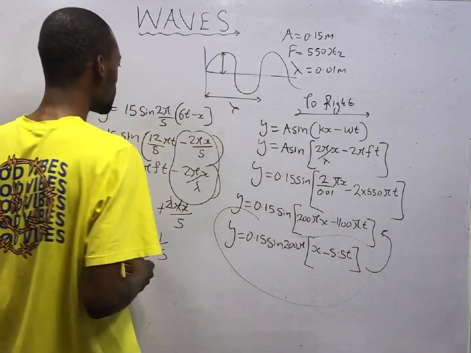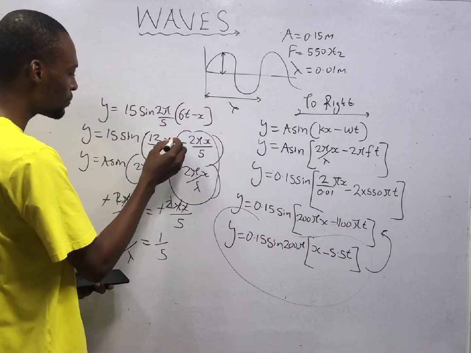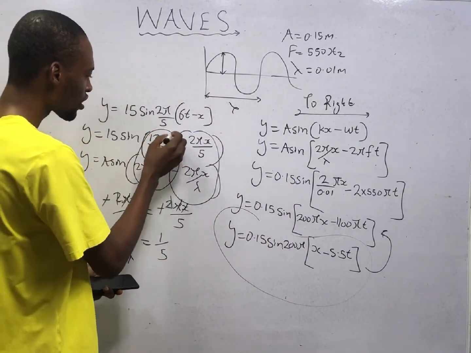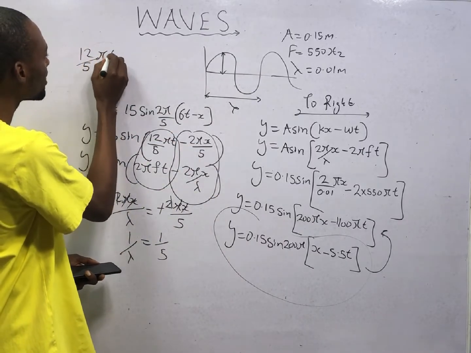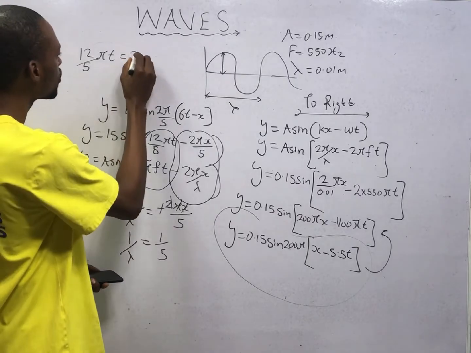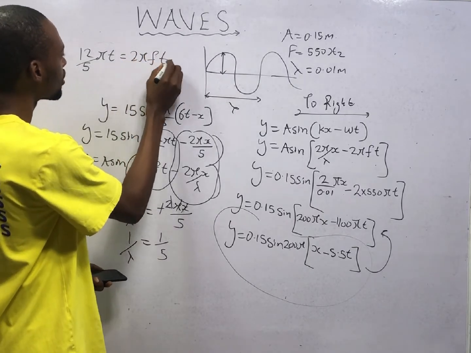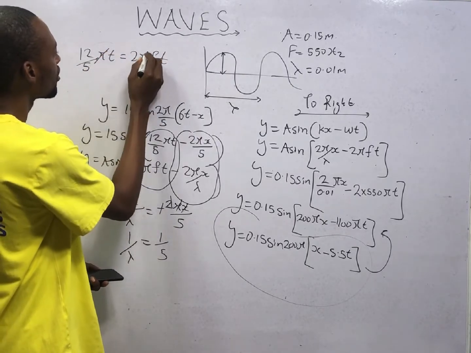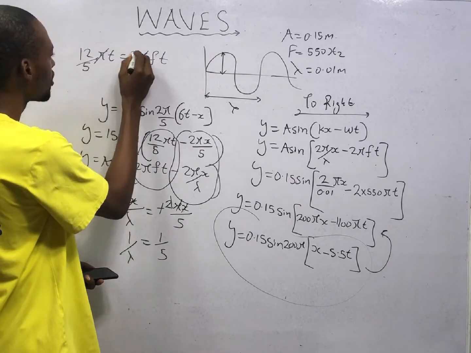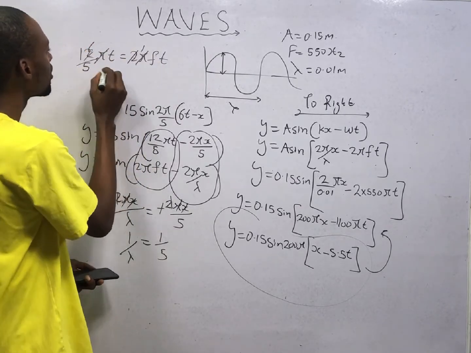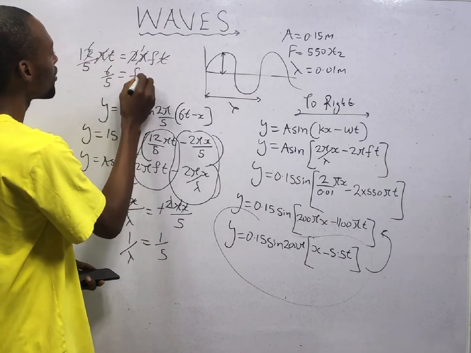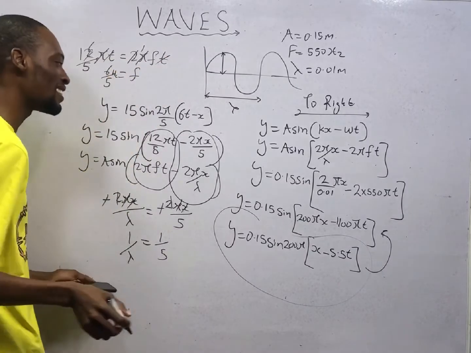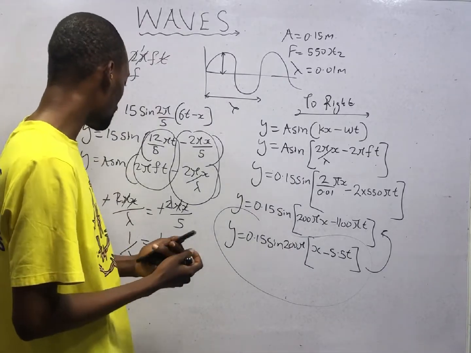And from here, you may choose to look for frequency. It is simply comparing these two. If you are looking for frequency, you have 12 over 5 pi t is the same thing as 2 pi f t. Pi cancels pi. 2 here, 6. So you have 6 over 5. t cancels t, equals f. So this is the frequency. It actually makes a lot of sense.